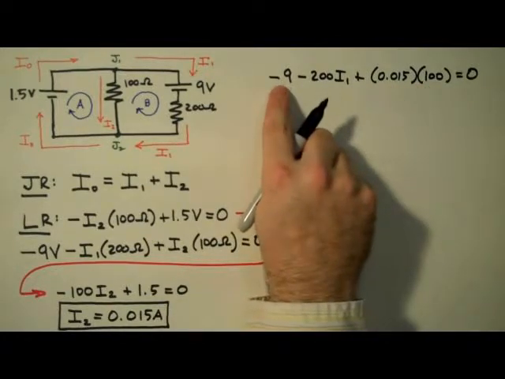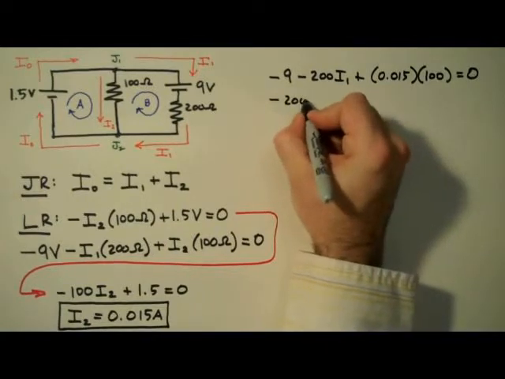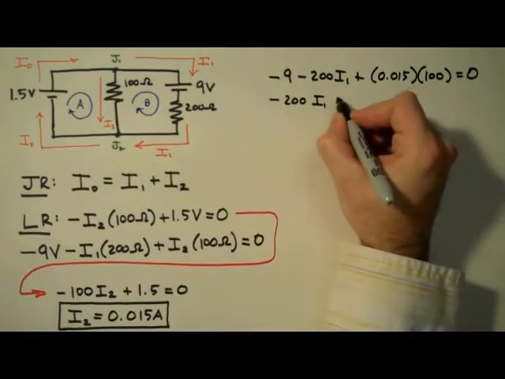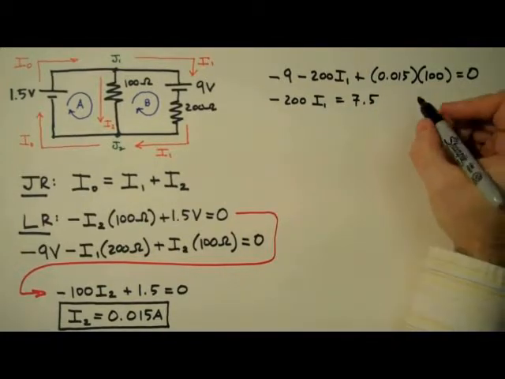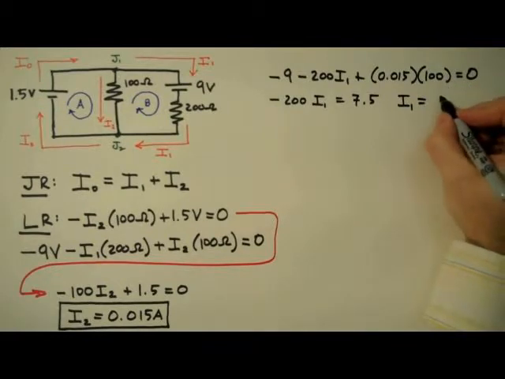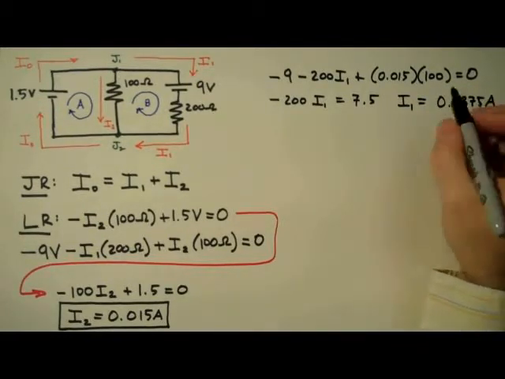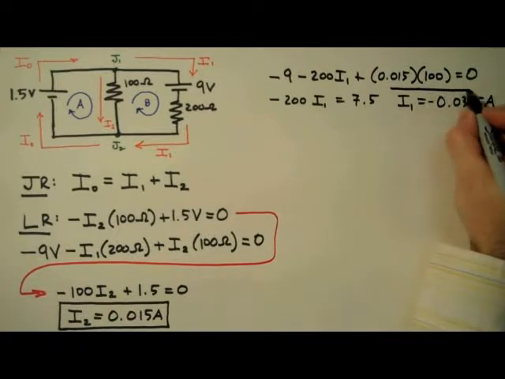So this product is equal to 1.5 volts. Move it to the other side. I have negative 200 I1 is equal to positive 7.5. So we have I1 equals 0.0375 amps. Oh, don't forget this negative sign here. That's important. Negative 0.0375 amps, or negative 37.5 milliamps.